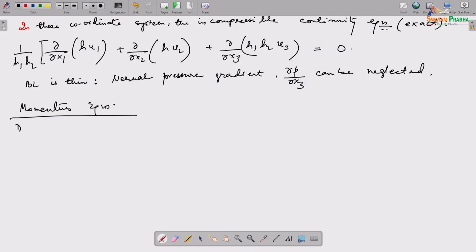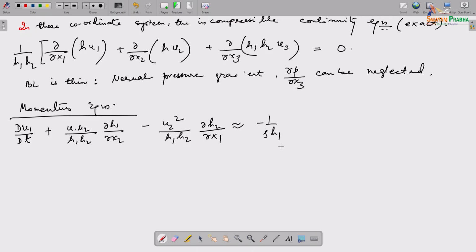Then, plus u1 u2 over h1 h2, del h1 del x2, minus u2 squared over h1 h2, and this is equal to, and then you have the viscous term.